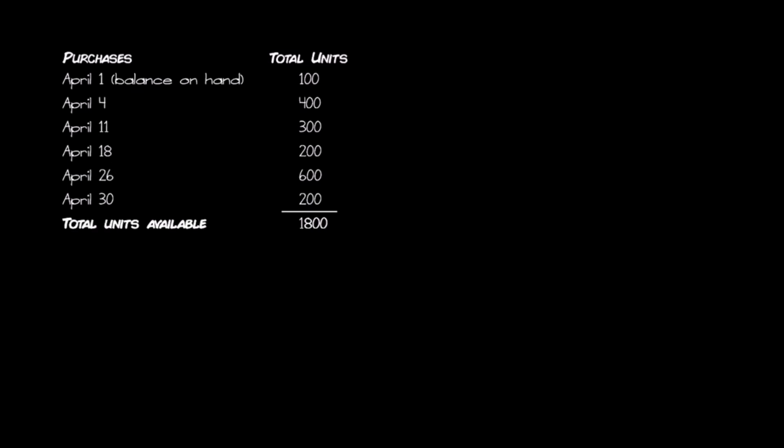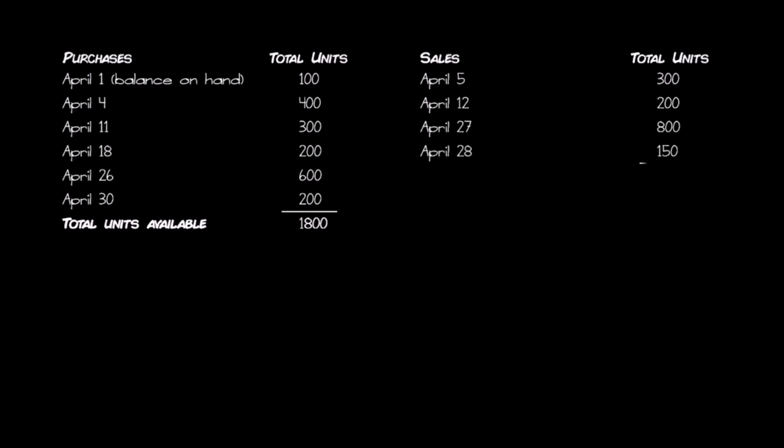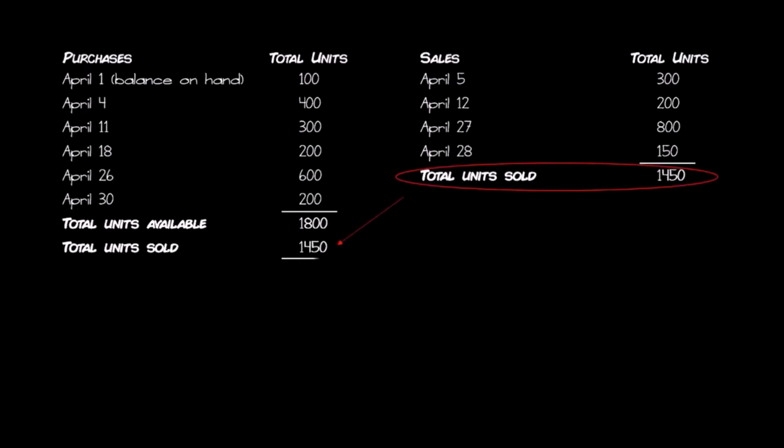As for sales, we add the sales on April 5th of 300 units, the April 12th sale of 200, the April 27th sale of 800, and the April 28th sale of 150 to reach a total units sold of 1,450. To calculate ending inventory, we deduct 1,450 units sold from the total units available of 1,800. This gives us an ending inventory of 350 units.